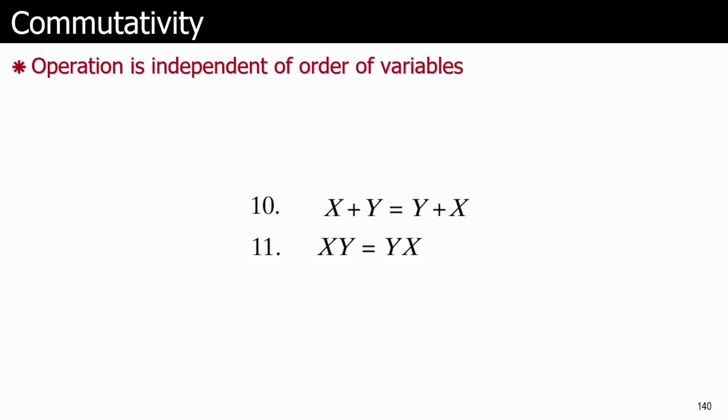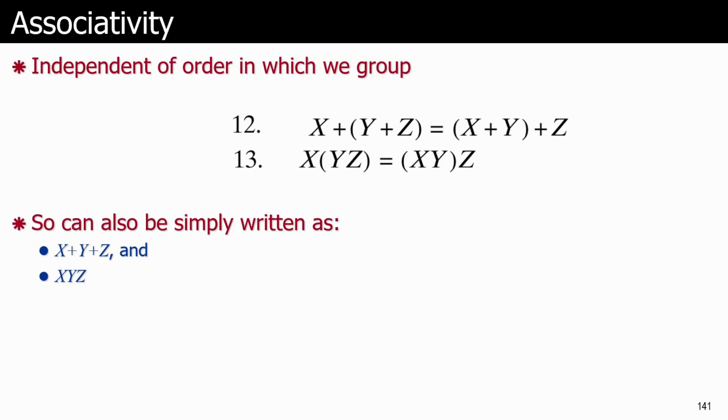Commutativity is simply the idea that some operations are going to be independent of the order of variables, and this is basically exactly how things look in your arithmetic and multiplication that you learned in elementary school. So nothing revolutionary here. X or y is the same as y or x, and x and y is the same as y and x.